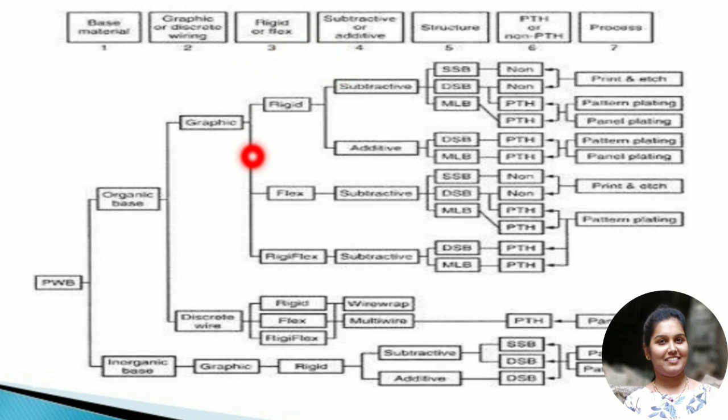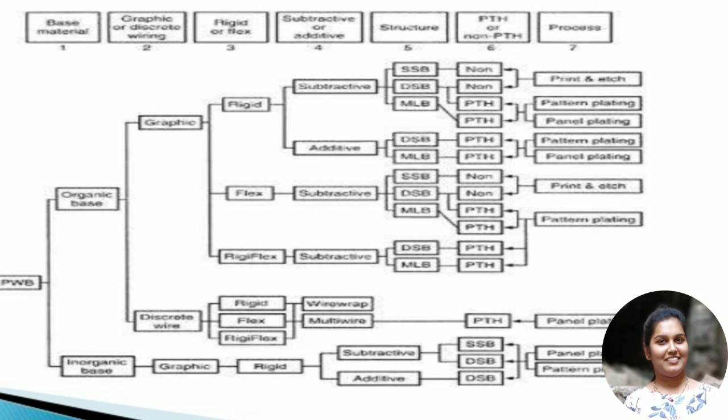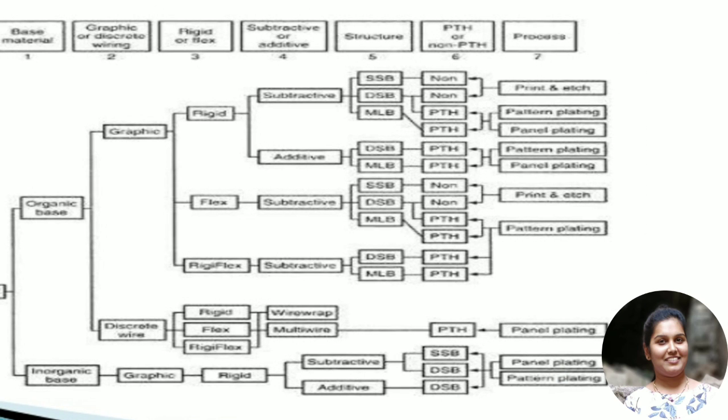First one is rigid. We'll discuss what is meant by rigid later in this video. Next one is flex, and the third one is rigid flex. So based on the flexibility of the PCBs we are designing, the PCBs are of three types: rigid, flex and rigid flex. The same thing we see in the discrete wire: rigid, flex and rigid flex. Whereas in inorganic base we find only the rigid type of construction.